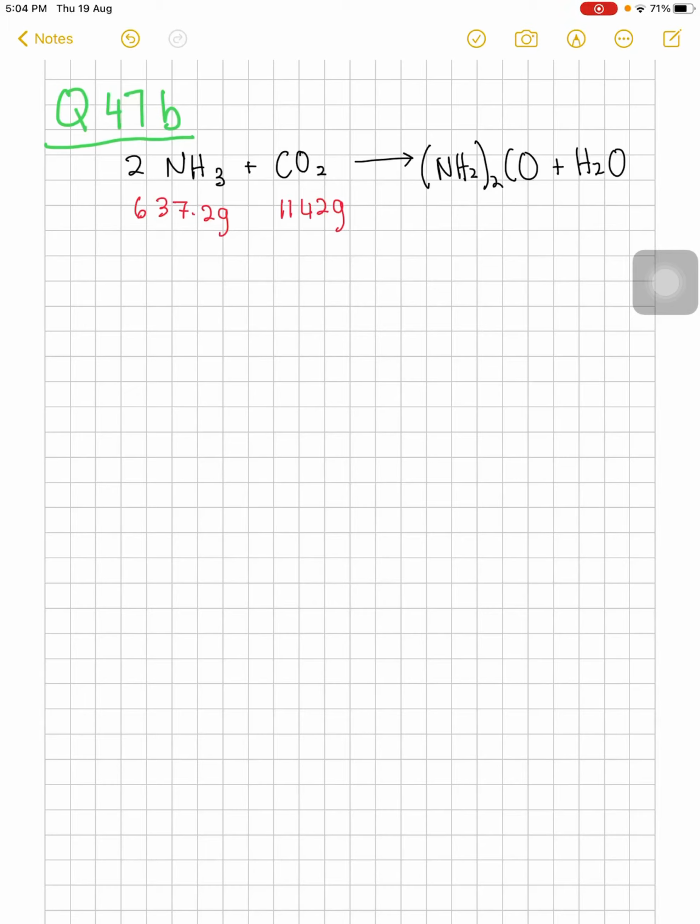Question 47b, urea. 637.2 gram is allowed to react with 1142 gram of carbon dioxide. Then determine the limiting reactant, because after this we are going to determine the amount of the urea formed. So the amount of urea formed depends on the limiting reactant.